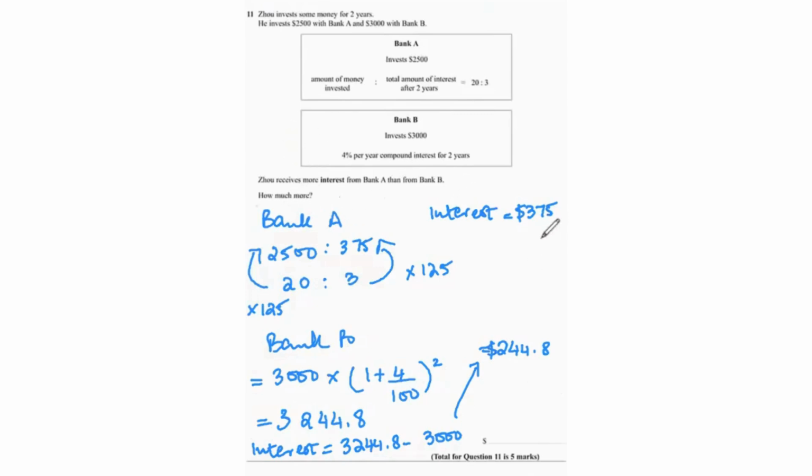Zoe receives more interest from Bank A, which is already given. We need to show how much more. So for that, we do 375 minus 244.8, which gives us $130.2. So that is the amount that she earns more from Bank A compared to Bank B.